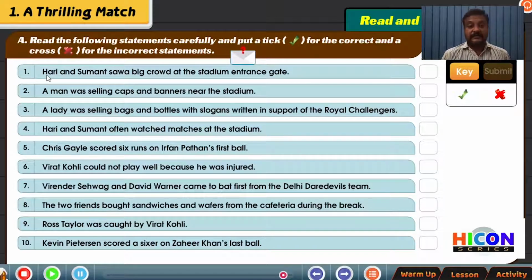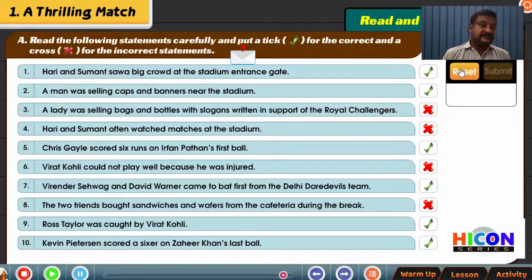Third statement. A lady was selling bags and bottles with the slogans written on top of the Royal Challengers. A lady was selling, actually not bags and bottles, but t-shirts and caps, isn't it? So she was selling t-shirts and caps, so this statement is wrong.